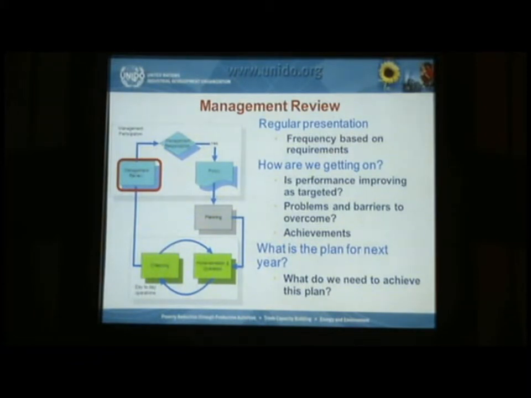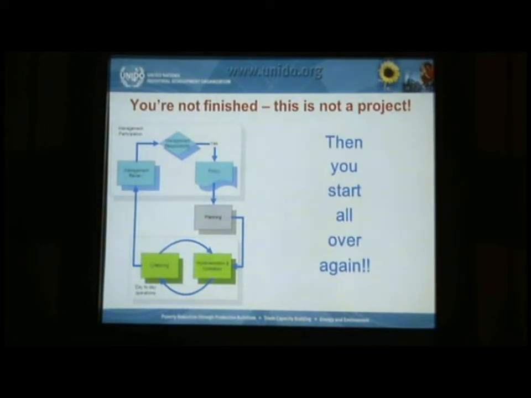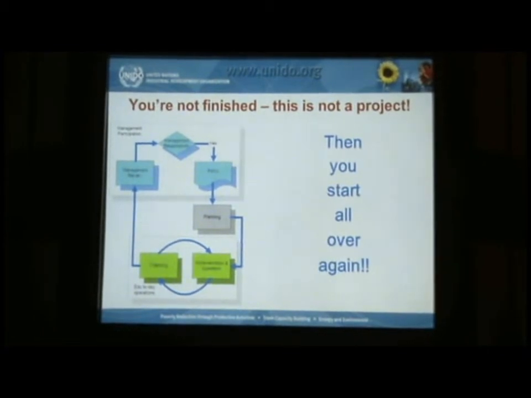So this part here is again very relevant and very useful, so that people have to be aware of what is going on. That means the management, although they have given the go ahead, have to ensure that it's going on well. And then we say that you're not finished. This is not a project. It's something which you have to start all over again. That's why they say it's a continuous cycle, and very important for people to ensure that they get the right thing.